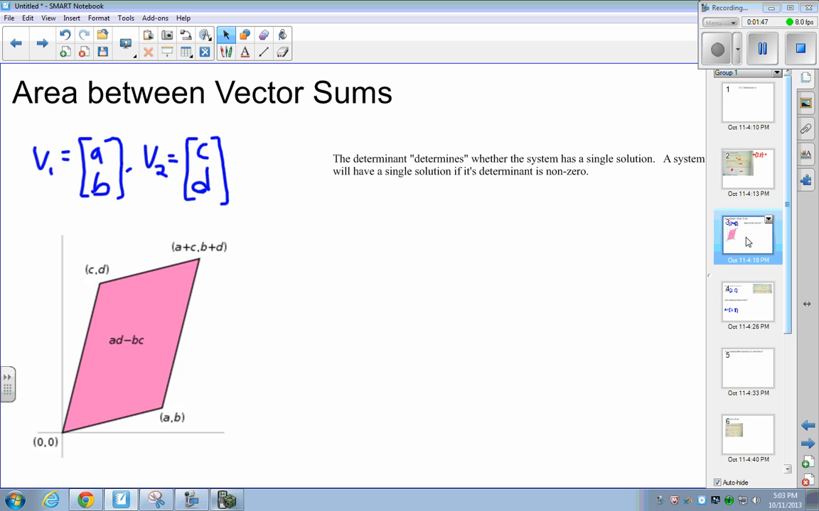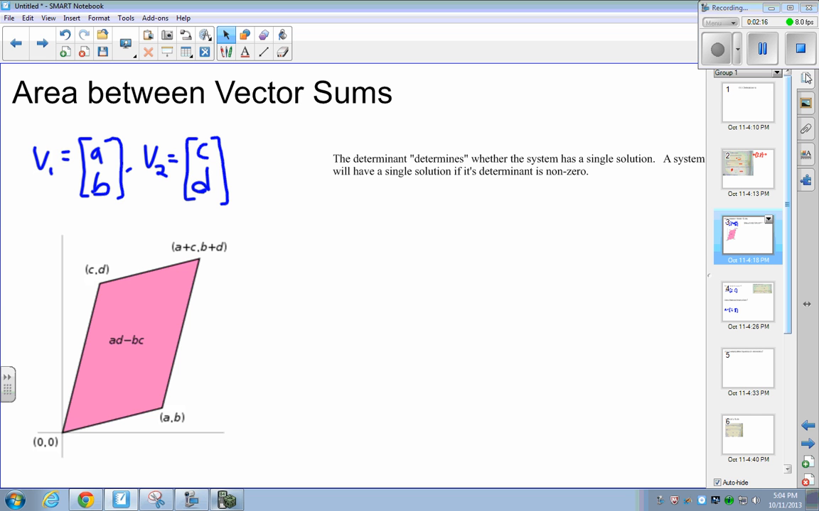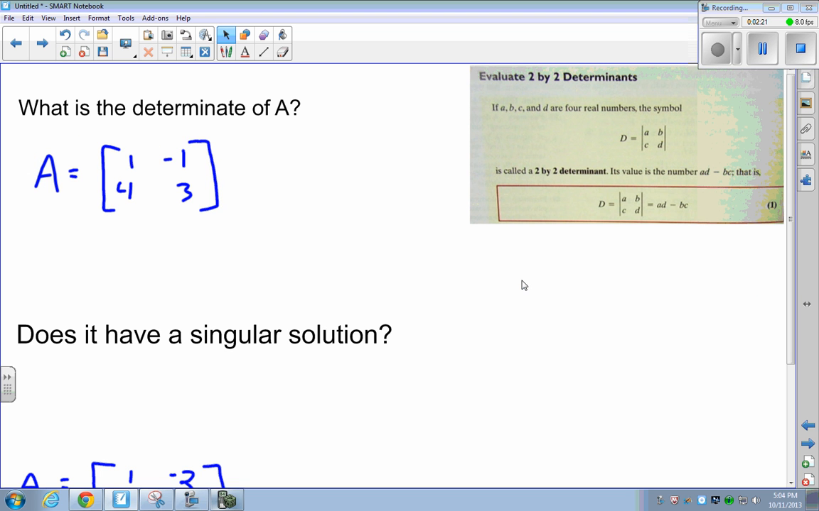Also, the determinant determines whether the system has a single solution. A system will have a single solution if the determinant is non-zero. So let's do some examples right quick. Actually, before we do some examples, I want to mention some history behind determinants. The Chinese actually used determinants way back in the 3rd century BC. They didn't have matrices back then, but they had systems of equations that they had to solve. And they used determinants to determine if their system of equations would have a single solution.